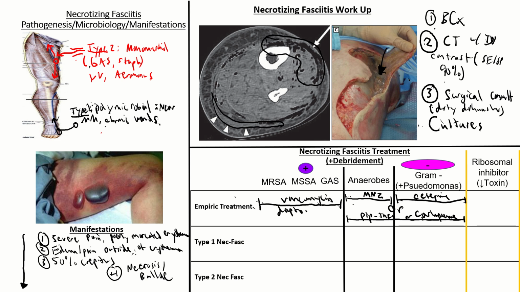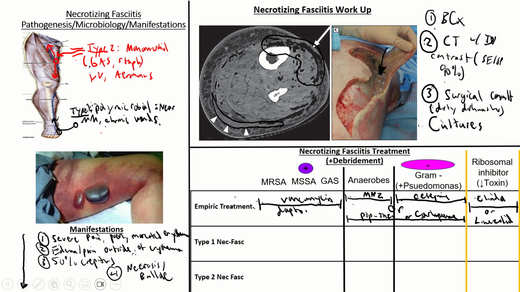The other thing that you do need to consider in these cases is that necrotizing fasciitis, and specifically type 2 necrotizing fasciitis, comes with toxin production. So for toxin production, you're going to want to also add on something that targets the ribosome, a ribosomal inhibitor that decreases toxin production at the same time. Your choices here to add on are either clinda, or at our hospital we can use linezolid as well.